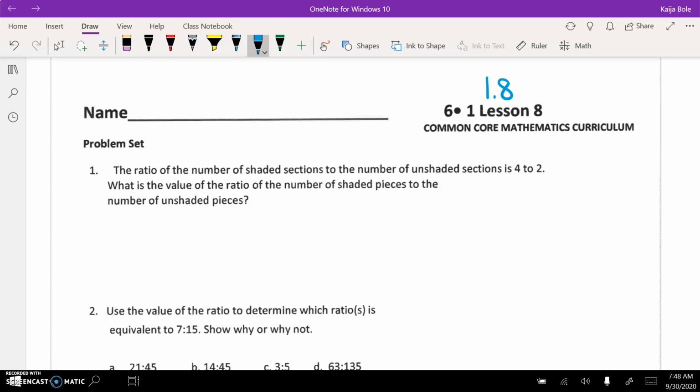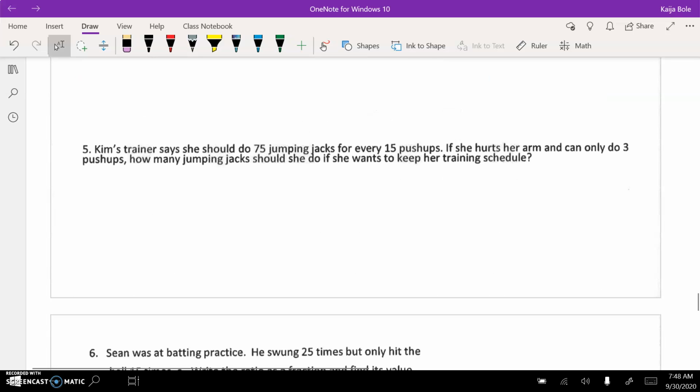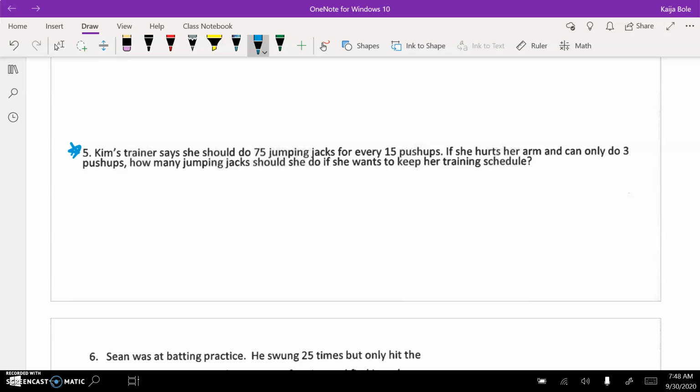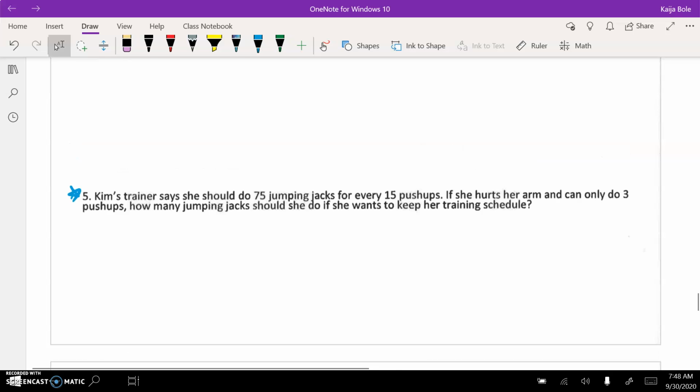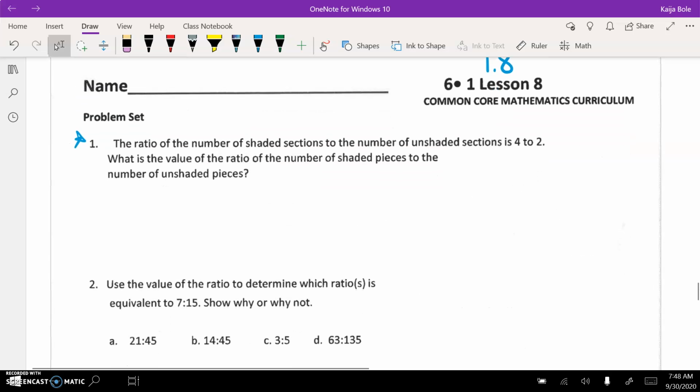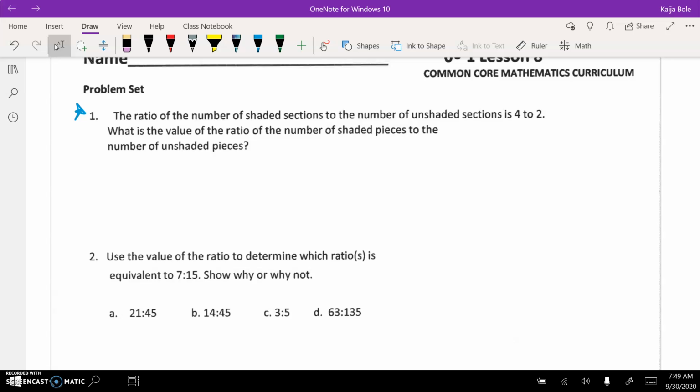This is the last lesson in the packet. And today the goal is to get through numbers 1 through 5. Lesson 8 is kind of like a hodgepodge lesson. There's really one important thing that we're talking about, the value of a ratio. So that's what number 1 is about, just find the value of the ratio.